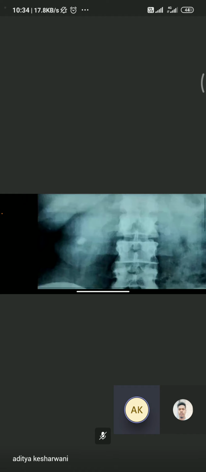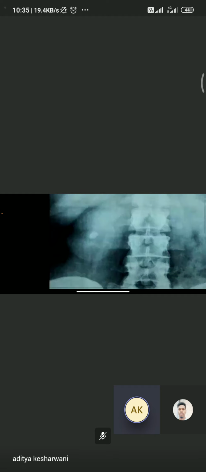Yeah, in the middle part of this one you can see there is a radio opaque shadow. It is just below the costal margin. So it can be anything. It can be a renal stone. It can be a gallstone. It can be a pancreatolith. It can be calcified lymph nodes. So how to differentiate?